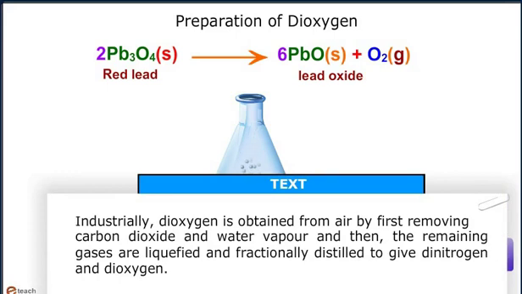Industrially, dioxygen is obtained from air by first removing carbon dioxide and water vapor, and then the remaining gases are liquefied and fractionally distilled to give dinitrogen and dioxygen.